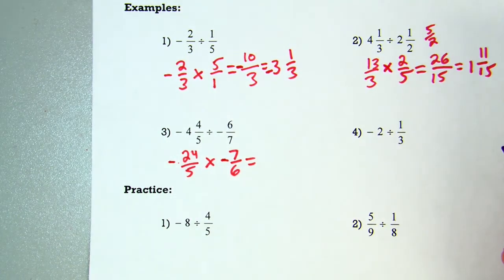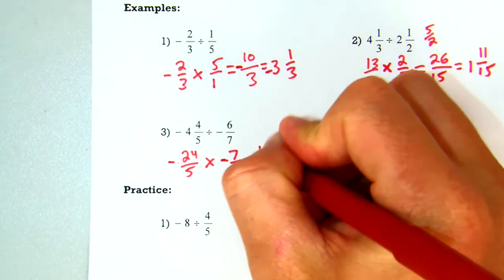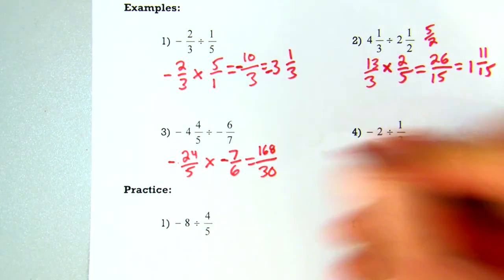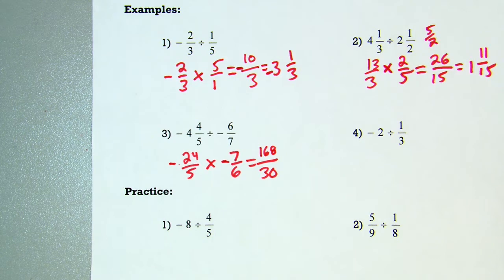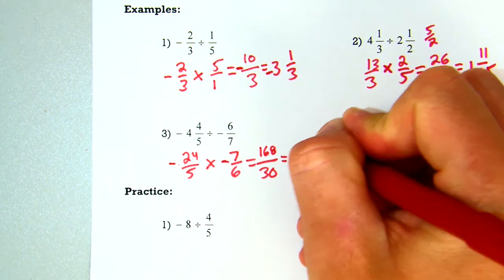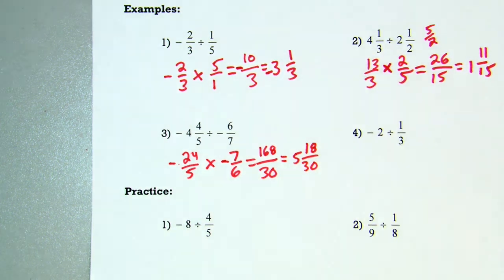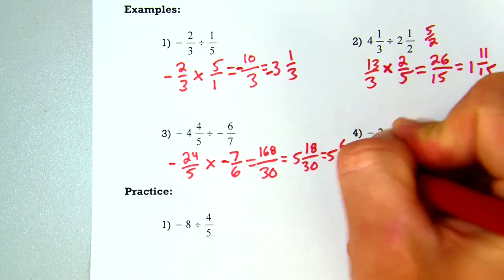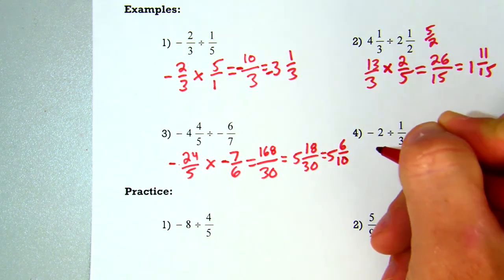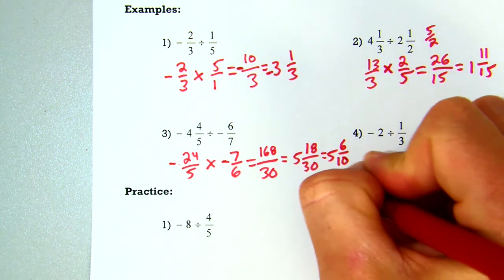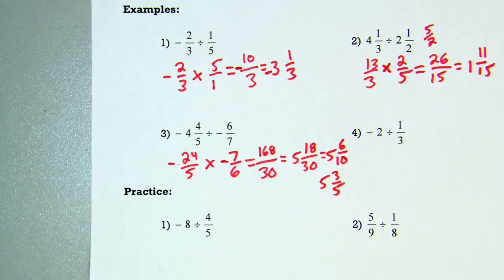24 times 7 is 168. And then 5 times 6 is 30. 30 goes into this 5 times with 18 left over, 30. And this can get simplified as well to 5 6/10, which can go down even more to 5 3/5 is my final answer.